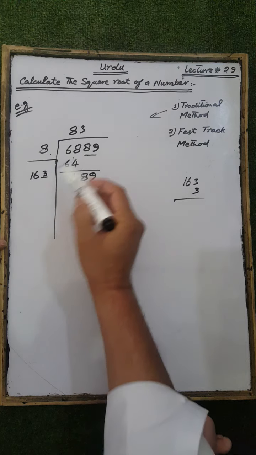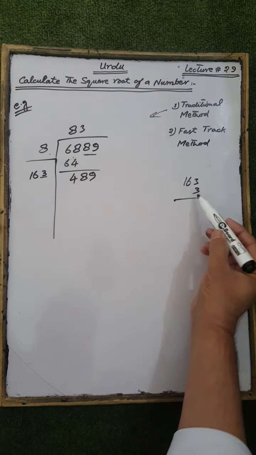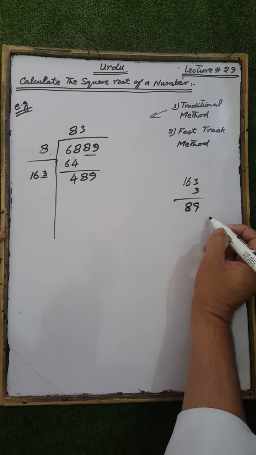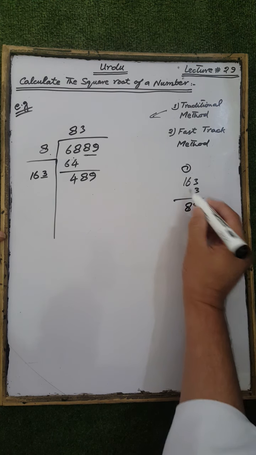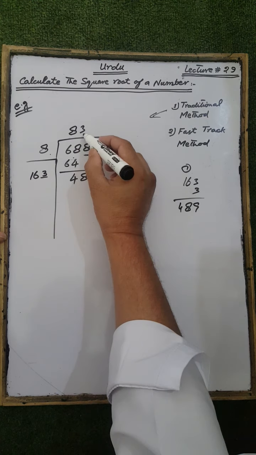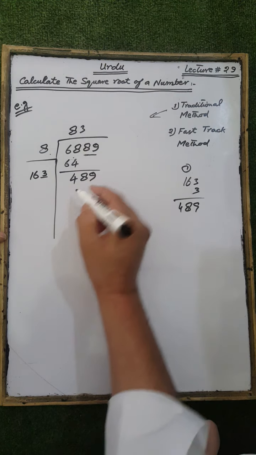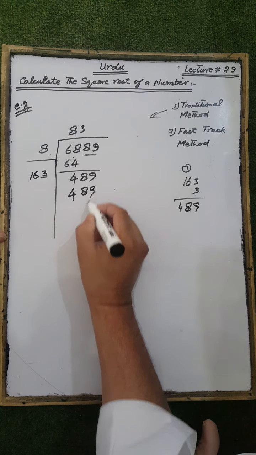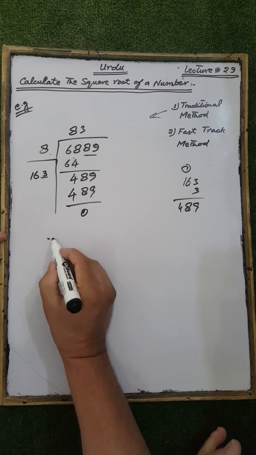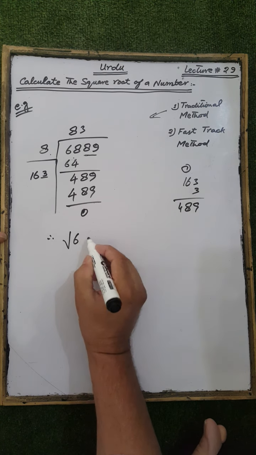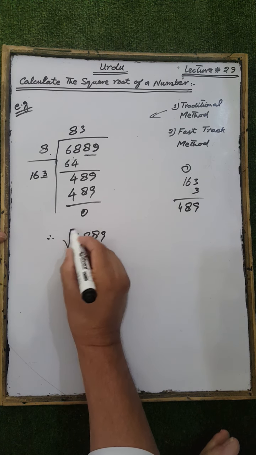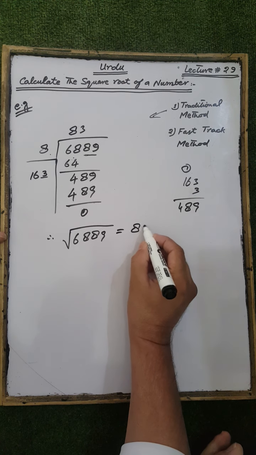When we multiply 163 with 3, the result is 9, 18, borrow 1, and 3 plus 1 is equal to 4. So when we multiply 163 by 3, the number is 489. The remainder is 0. Therefore in this case we can decide that the root of 6889 is equal to 83.